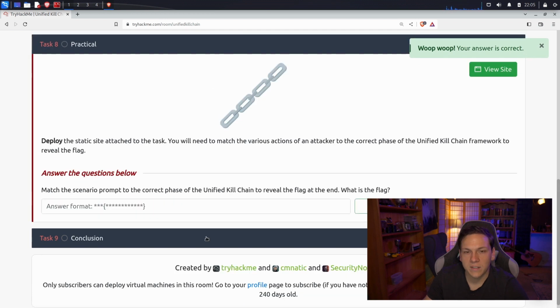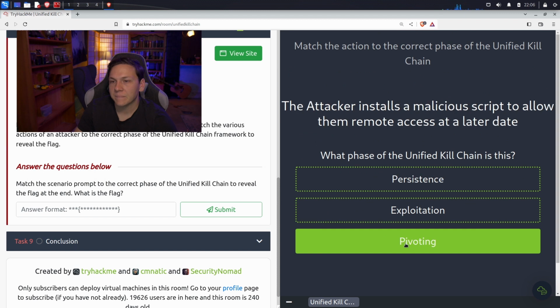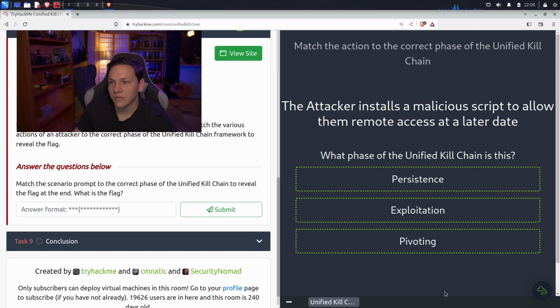Cool. Deploy the static site attached to the task. You will need to match the various actions of an attacker to the correct phase of the unified kill chain framework to reveal the flag. The attacker uses tools to gather information about a system. The attacker installs a malicious script to allow them remote access at a later date.